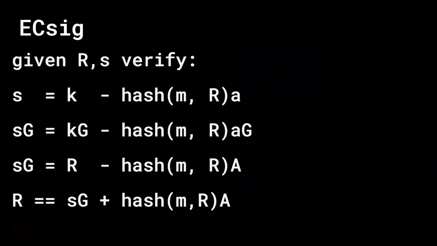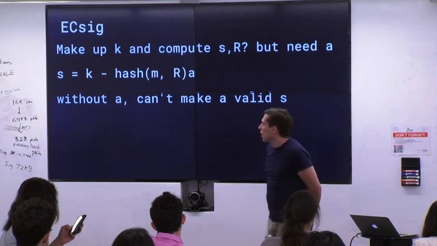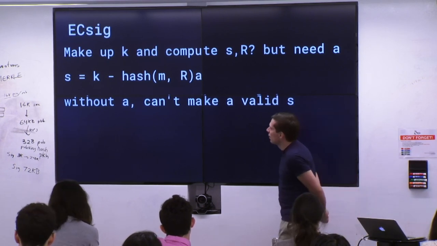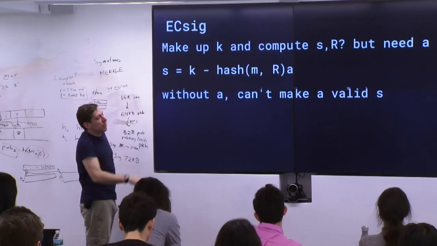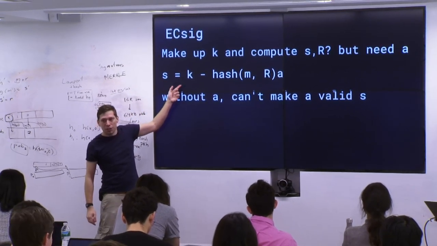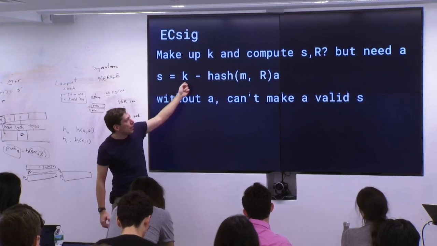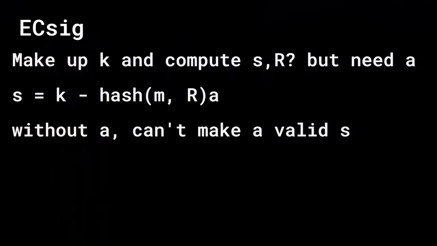I'll go a little bit into why this is not forgeable, right? So I want to forge a signature. Well, why don't I make up a k? I don't know little a, but why don't I make up a k and compute s and R? But I need a, right? So I'm going to say, okay, this is the equation I want. I make up my own k and my own s to satisfy this. Without a, I really can't make a valid s, right? I can make something up here, but I can't compute it because I don't know a, right? I can try to grind through hash functions, but it won't work.